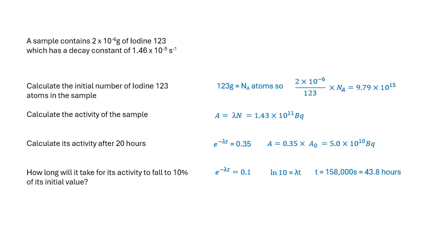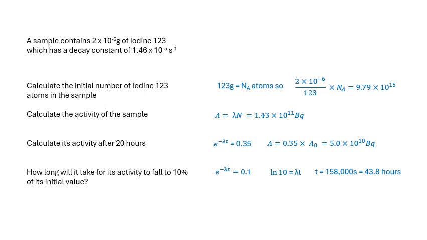Okay, so the initial number there, well, it's 123 grams. No, it isn't. It's 2 times 10 to the minus 6 grams, I beg your pardon. But the mass of a mole is 123 grams of sodium. So that's the number of atoms there. So the activity, lambda n, is that, yes, e to the minus. What I've done here is I work out e to the minus lambda t and then just multiply that by the initial activity to get the activity at any time, yes.